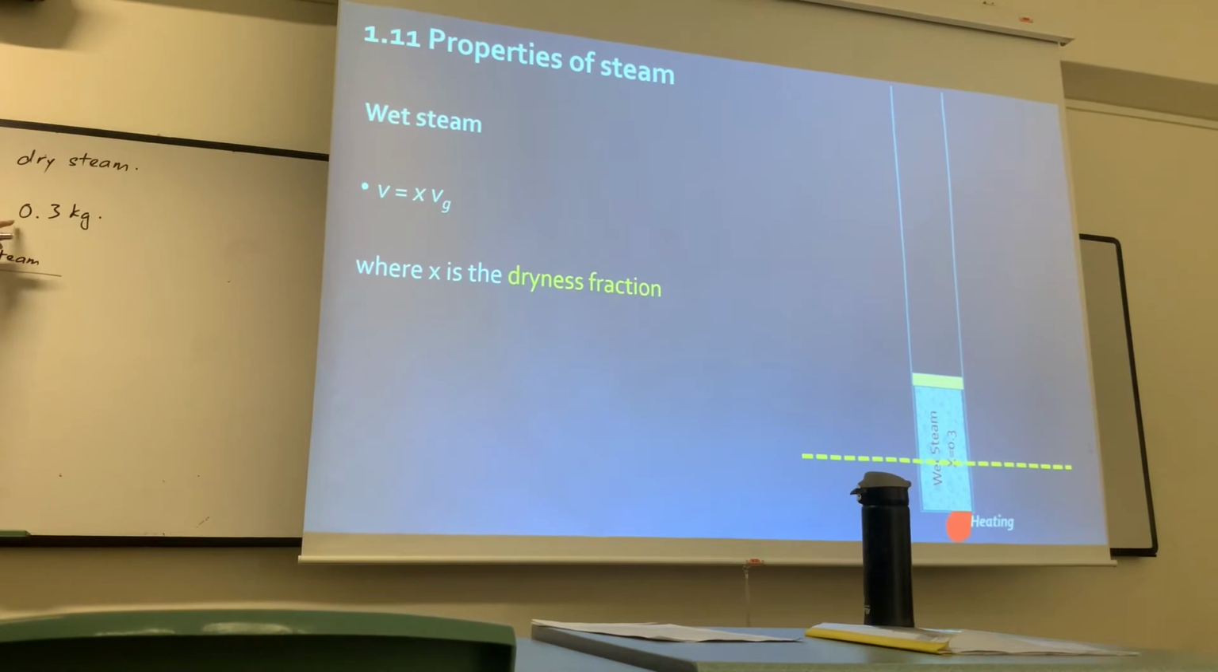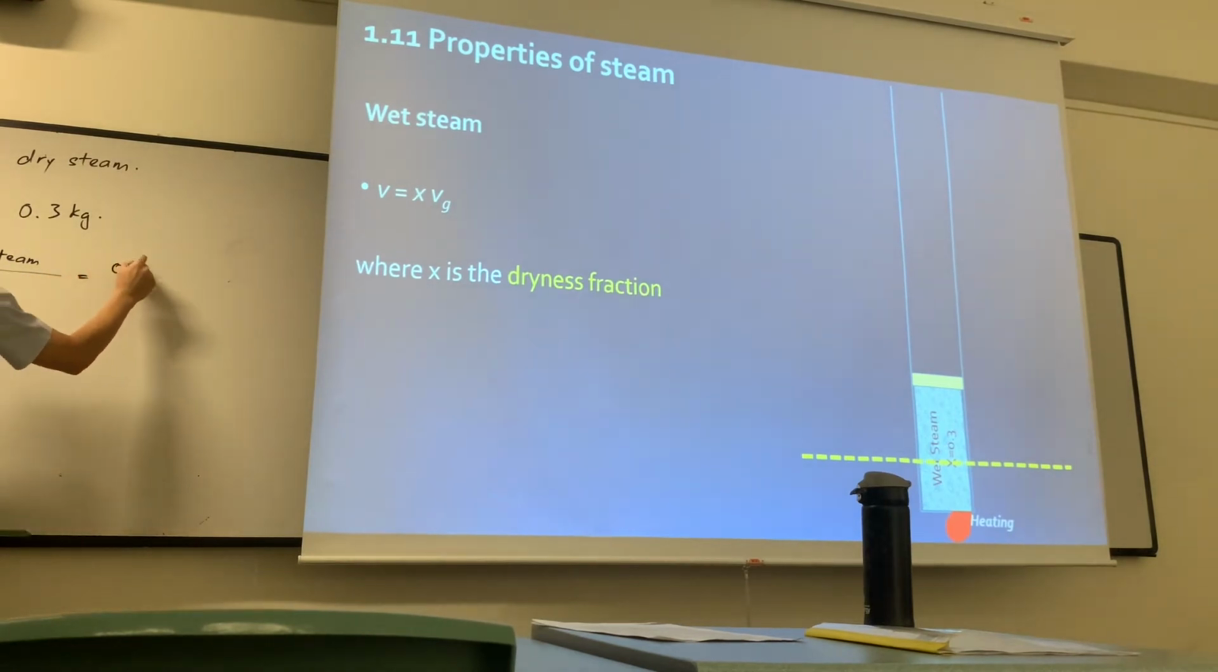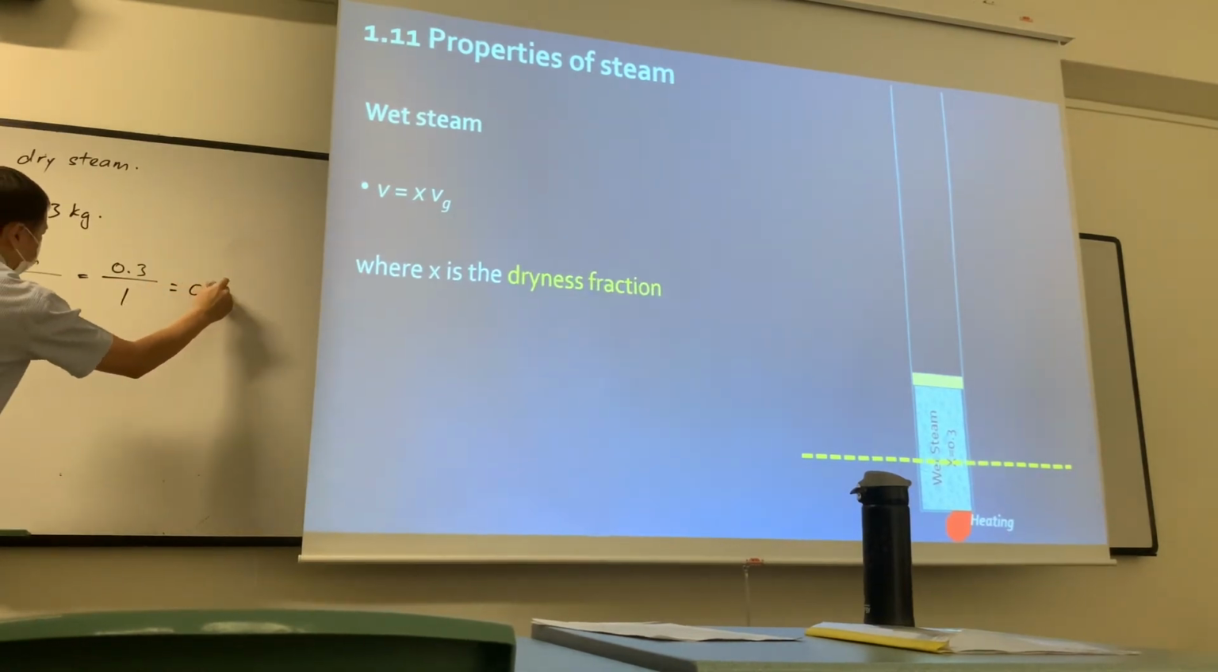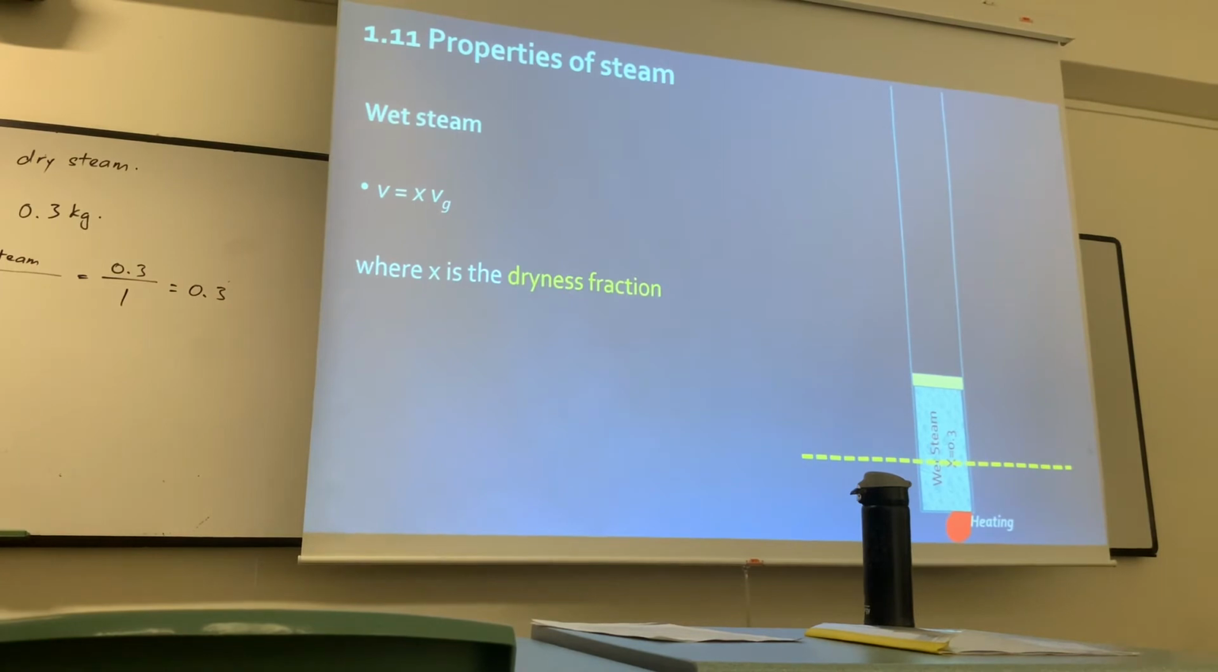Now my mass of dry steam is 0.3. Total mass is 1 kilogram. That's why my dryness fraction is 0.3. That's how you calculate the dryness fraction. And normally for dryness fraction we use this symbol called X.